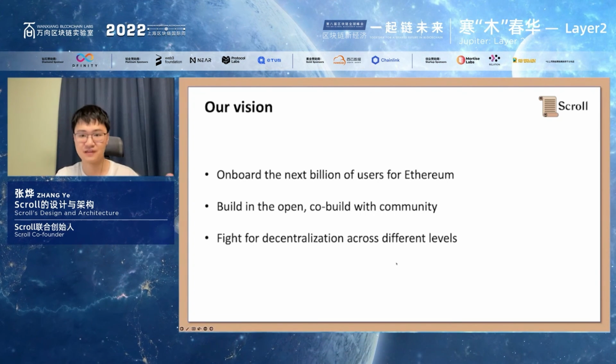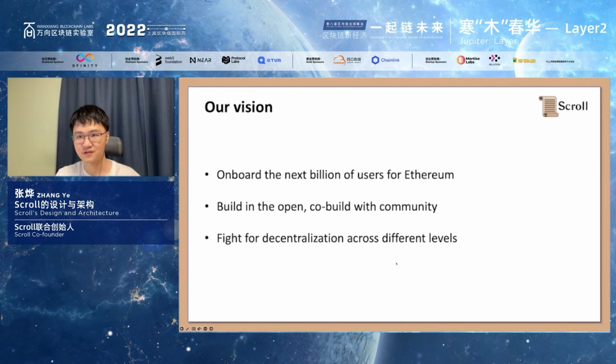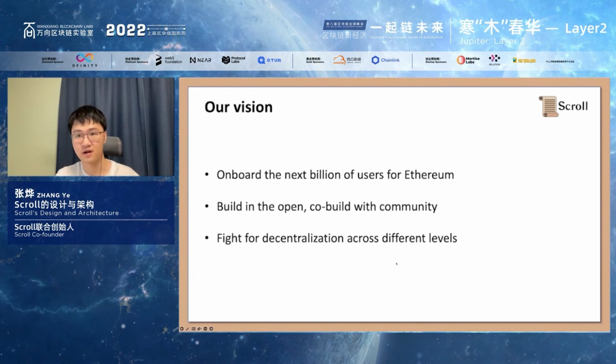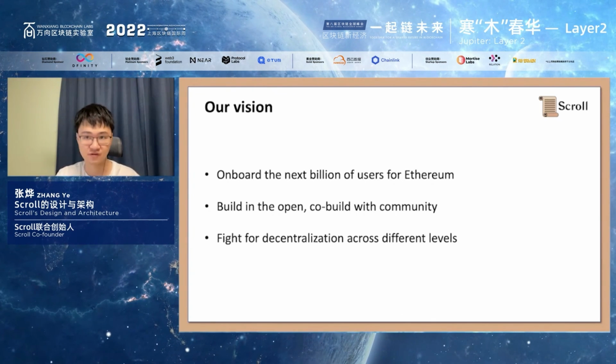And we are fighting for decentralization. To enable full decentralization, we are building a decentralized proving network as our first step.